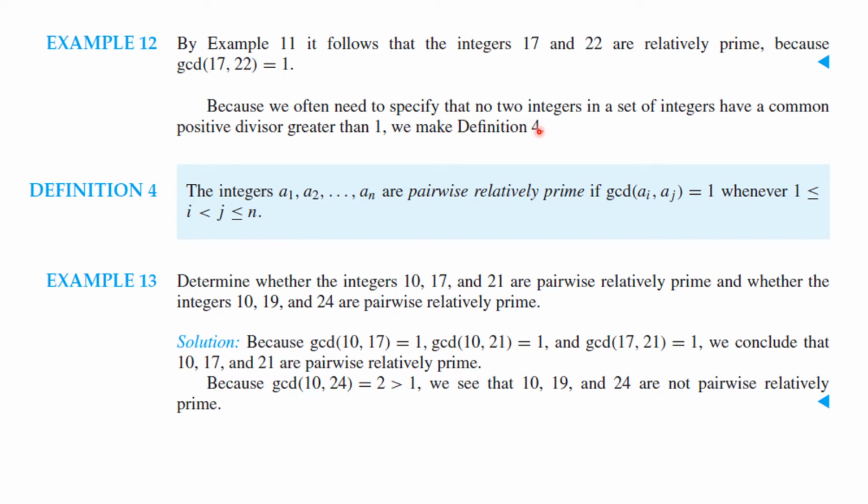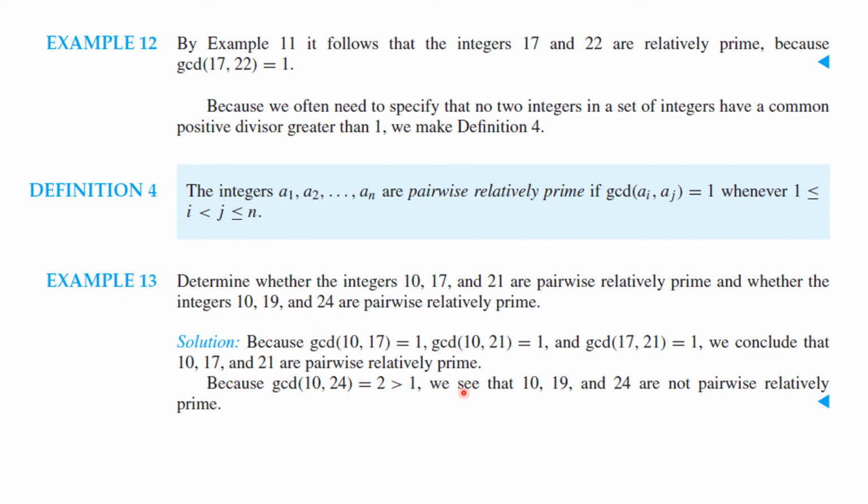Because we often need to specify that no two integers in a set of integers have common positive divisors greater than 1, there's a broader definition. We say the integers a1, a2, all the way up to an are pairwise relatively prime if the GCD of ai and aj is 1 for all of these different combinations. We'd write it for 1 less than or equal to i less than j less than or equal to n, and i and j can assume any of the values between 1 and n. i is never equal to j because the greatest common divisor would just be ai, but they're pairwise relatively prime.